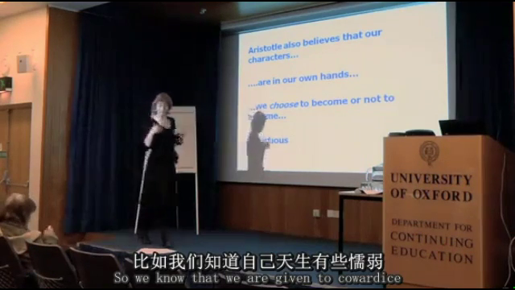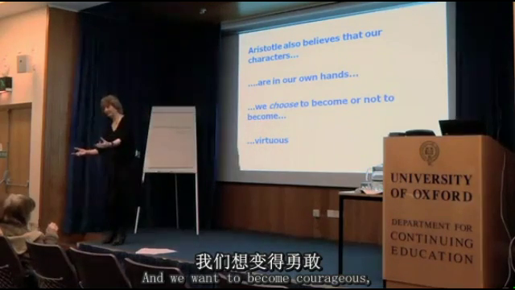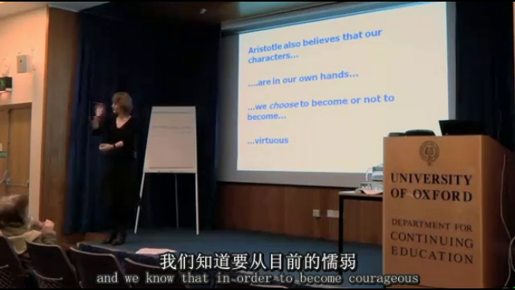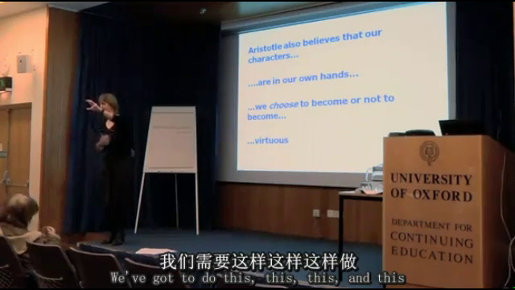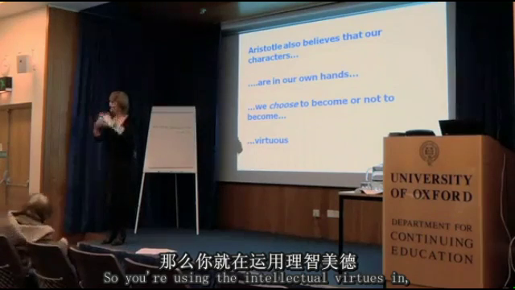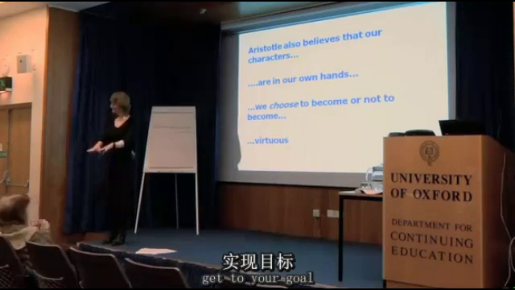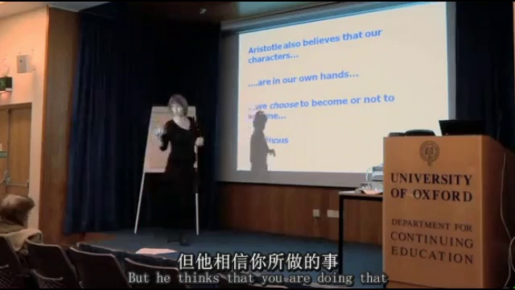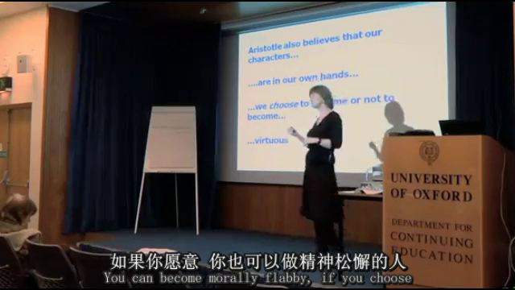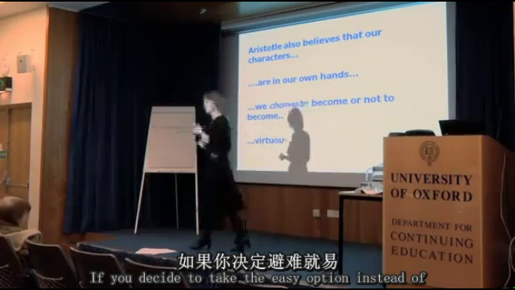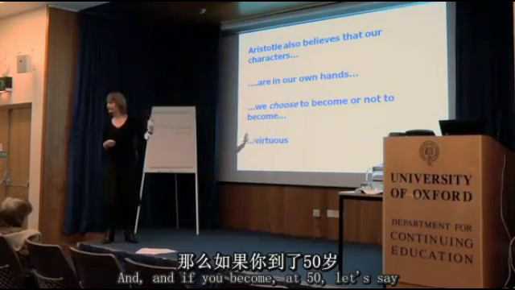So we know that we're given to cowardice, and we want to become courageous, and we know that in order to become courageous from our position of tendency to cowardice, we've got to do this, this, this, and this. So you're using the intellectual virtues in setting out your strategy, and then you're using the virtues of character in order to get to your goal. But he thinks that you're doing that by your own free will. You can become morally flabby if you choose, if you decide to take the easy option instead of exercising tenacity or whatever.